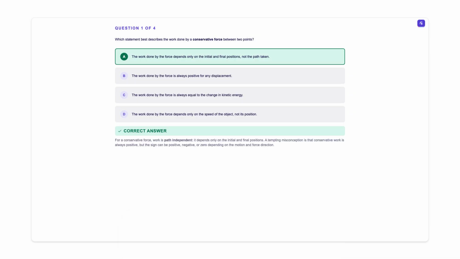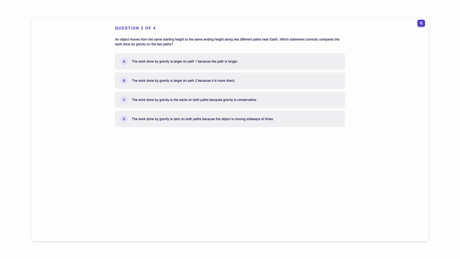For a conservative force, work is path independent. It depends only on the initial and final positions. A tempting misconception is that conservative work is always positive, but the sign can be positive, negative, or zero, depending on the motion and force direction.